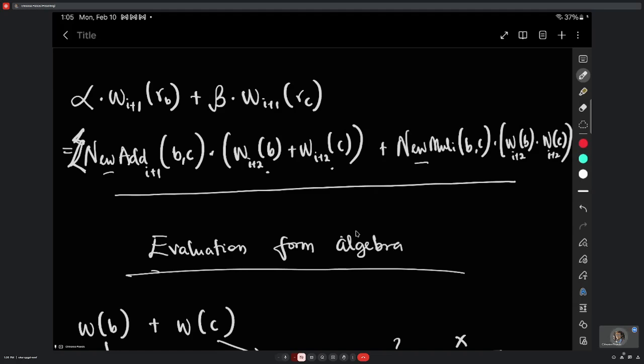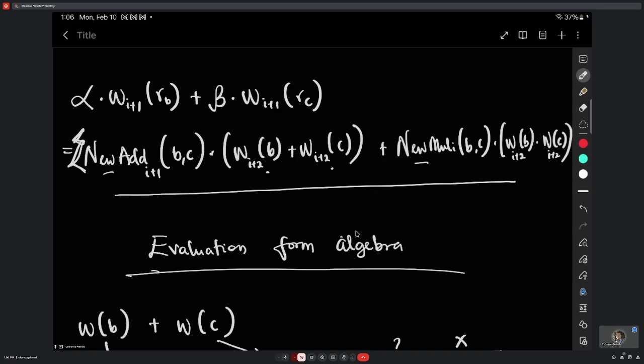But if we want to represent the full polynomial to be able to evaluate it, I don't know if what I'm saying is making sense. Yeah. So if we want to get a new polynomial that we can now evaluate at any r, then we can't just collapse it that way to get a new polynomial.